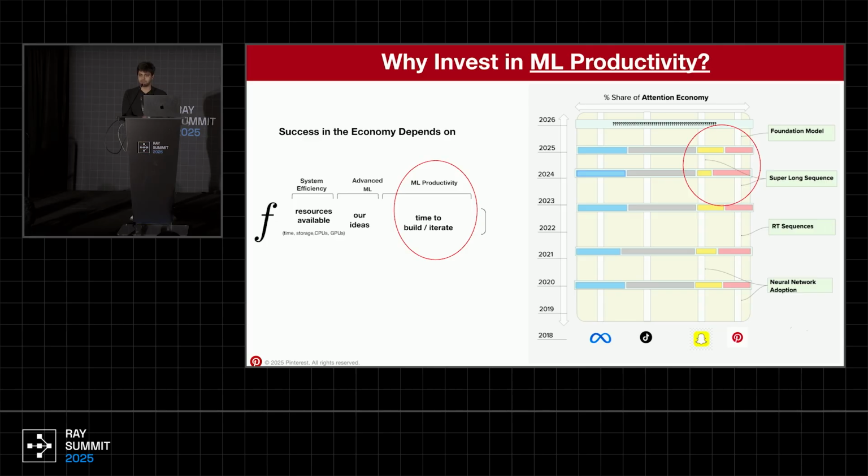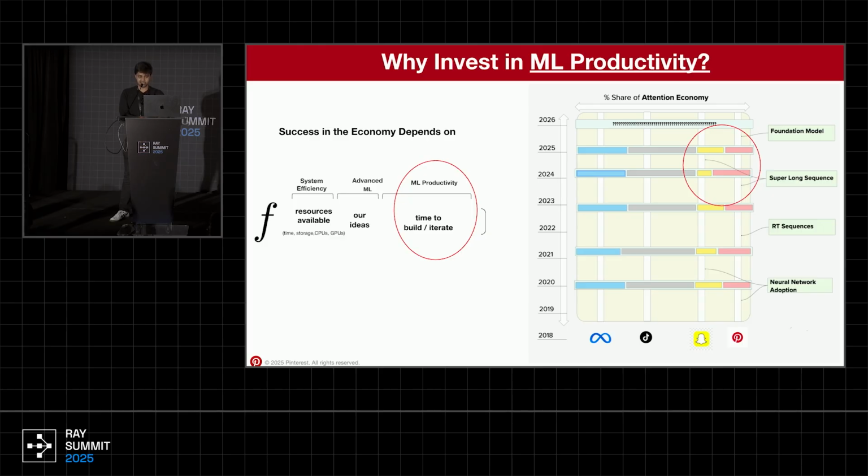As you all know, Pinterest is a social media app. We compete in the attention economy. Basically, we're competing with Snapchat, like TikTok, essentially to get more and more user engagement. And it ends up being a function of a few things. One is our resources, how many GPUs we have, how many models we can train. The other is what techniques are we using? Are we using the state-of-the-art, best in class recommendation system techniques?